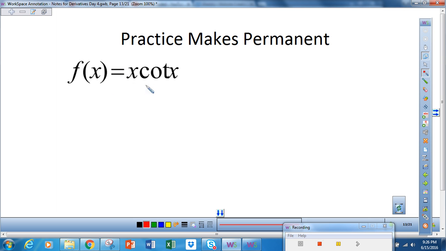Okay? Again, product rule. X stays the same. The derivative of cotangent x is negative cosecant squared x, plus we keep cotangent x the same and then take the derivative of x, which is 1.